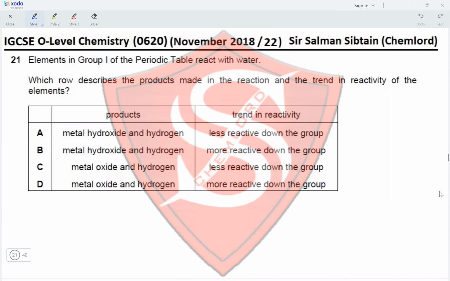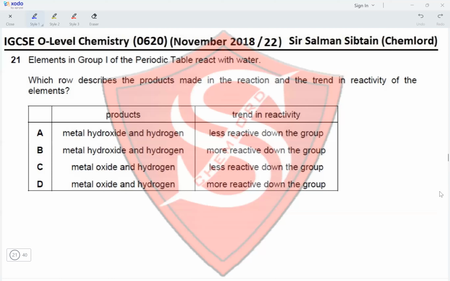Elements in group 1 of the periodic table react with water. Which row describes the products made in the reaction and the trend in the reactivity of the elements? The products are metal hydroxide and hydrogen. Less reactive down the group, trend in reactivity? It should be more reactive down the group.